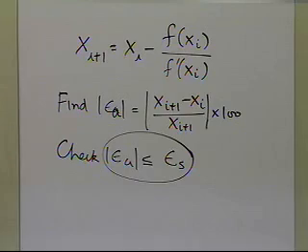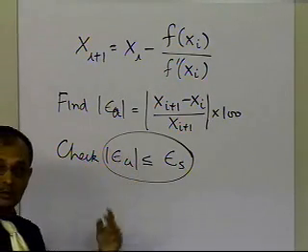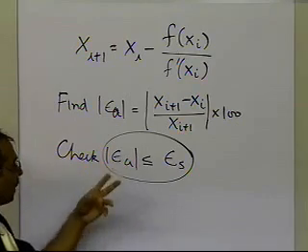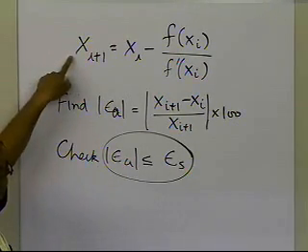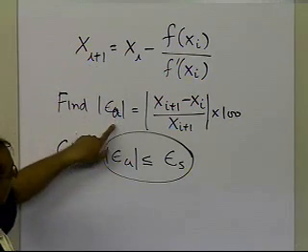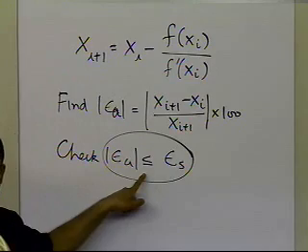Once that is done, if it turns out to be less than the pre-specified tolerance, you're going to stop. If it is not, then you're going to continue the process of putting the new value back in, finding the new guess, finding the relative approximate error, and checking again whether the pre-specified tolerance has been met.